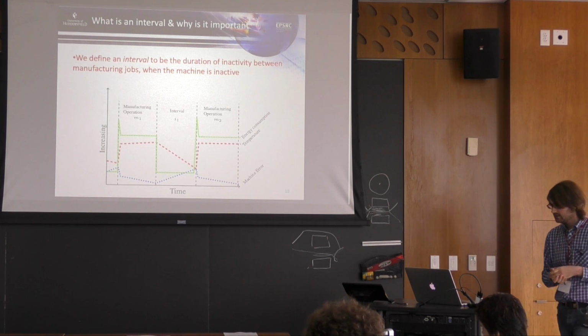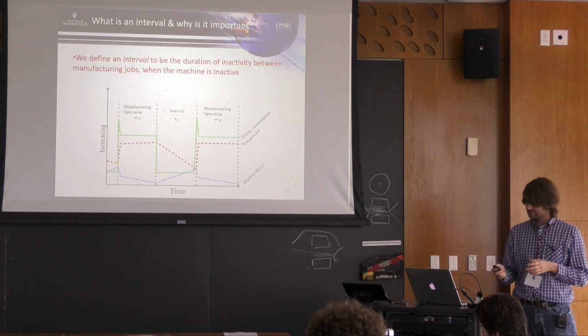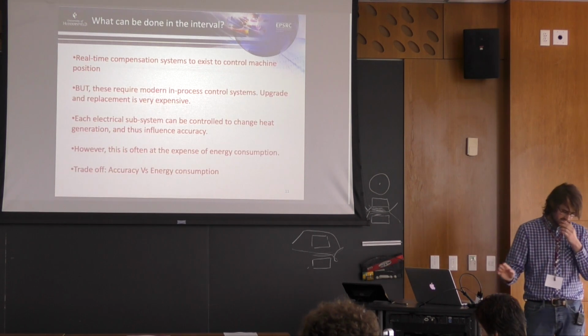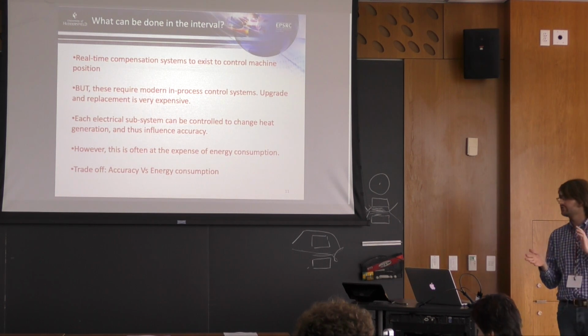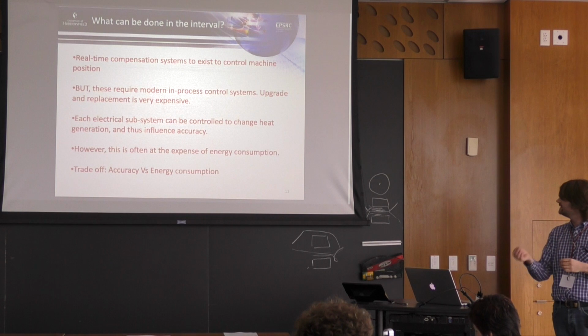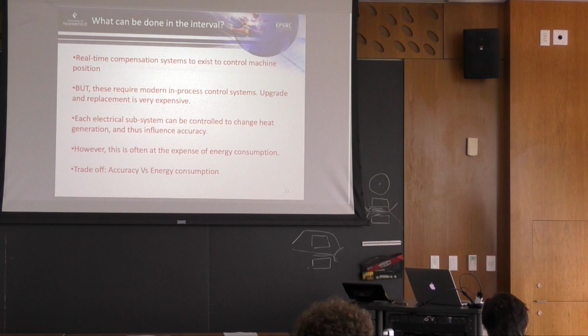So that's the interval. Obviously, because the temperature is changing throughout the interval, it's going to change the error, all right? So what we're looking at is the potential to change the use of the electronic components within the machine to generate heat, to stabilize the accuracy of the machine in that interval. But there's obviously a trade-off between how much energy you want to release into the machine structure through use versus accuracy, right?